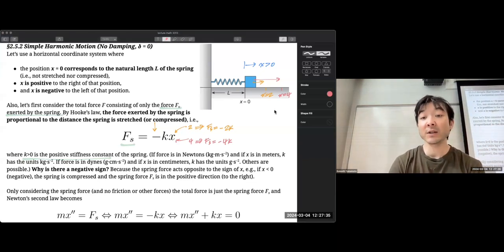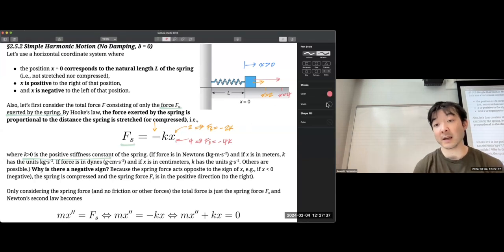So if you actually compressed it, say you moved it inwards to this position here, then x is equal to negative 2. It's negative 2 because we're using the convention that the right stretching is positive. So your x here will equal negative 2, and it becomes negative times negative 2 times k. So your spring force will equal just 2k.